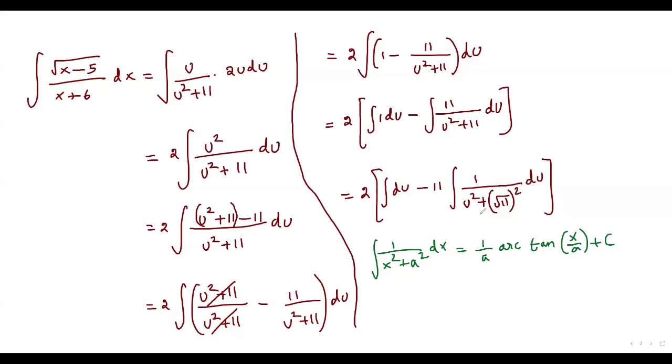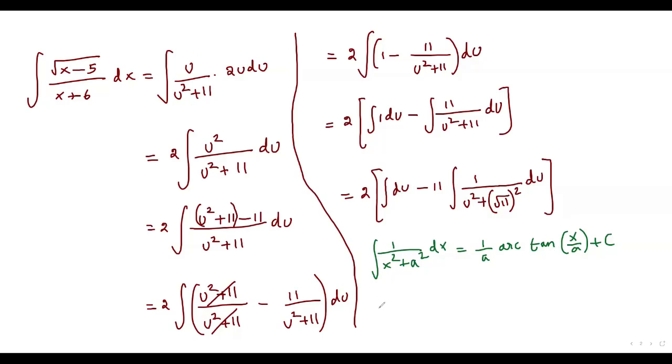Now at the place of x squared we have u squared, and at the place of a squared we have the square root of 11 squared. Now to get the result of this integration, we can use the formula. So in this formula, at the place of a we have to write the square root of 11, and at the place of x we have to write just u. Okay, let me continue over here.